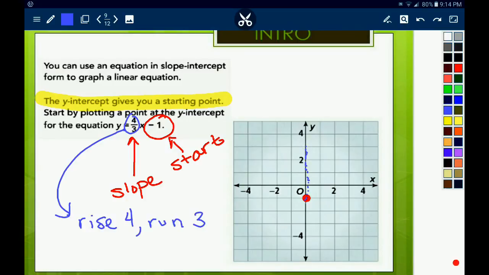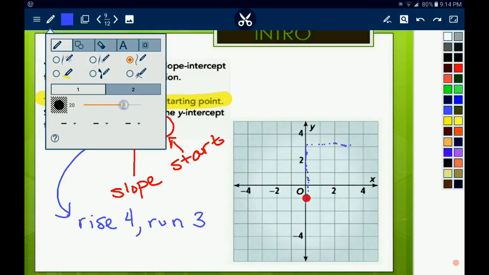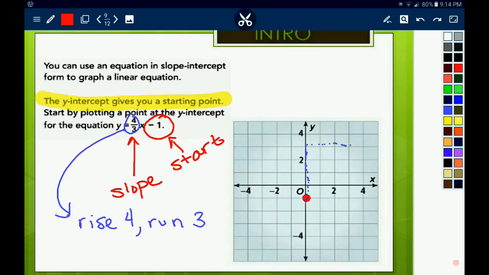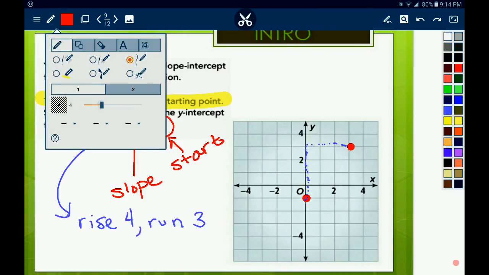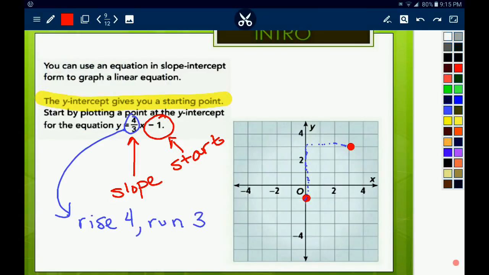Now we need to run 3 units. 1, 2, 3. So now we plot the point. We've started from the y-intercept, we've done our rise and run, and we can plot the next point. Now connect the dots, and that's all we have to do to create this line.